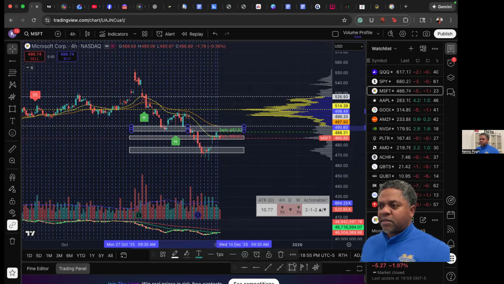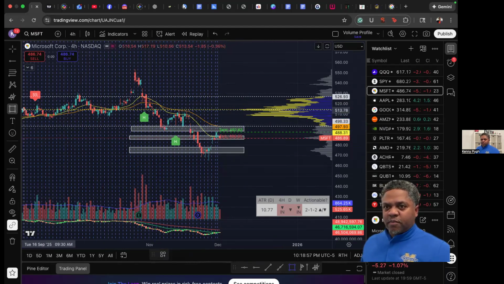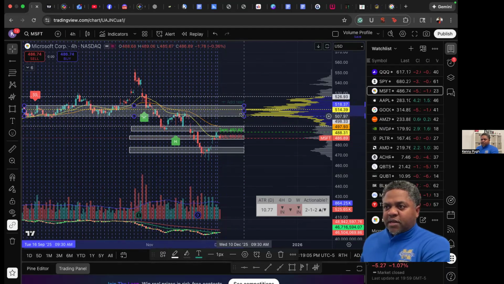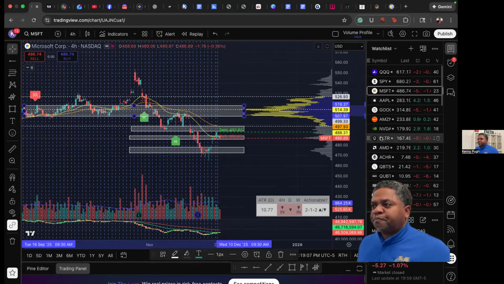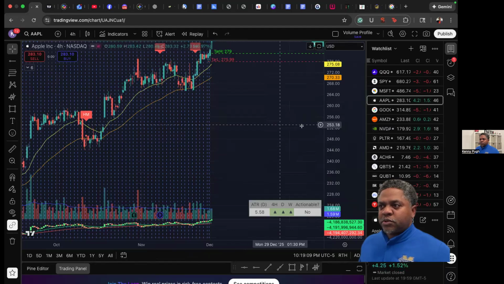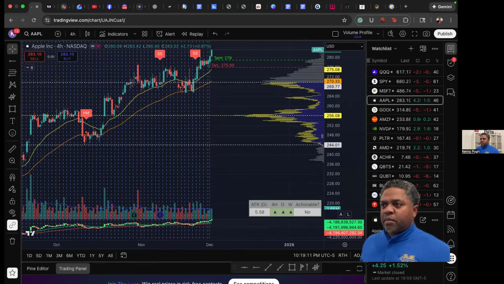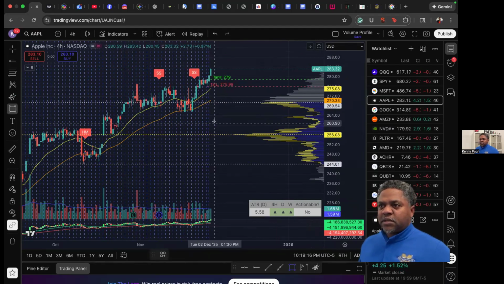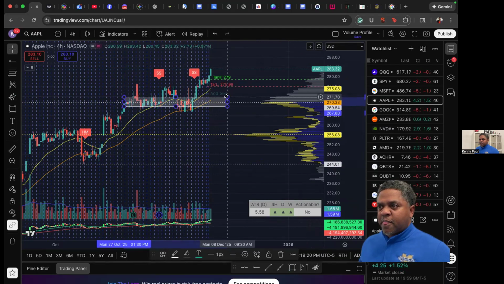I like all my boxes to be even. And so let's see what we got here. I'll capture this entire zone. You can potentially break those out into two, but I'll capture that as just one zone. Let's go to Apple, see what Apple is talking about. And let's see. So we'll capture this zone.